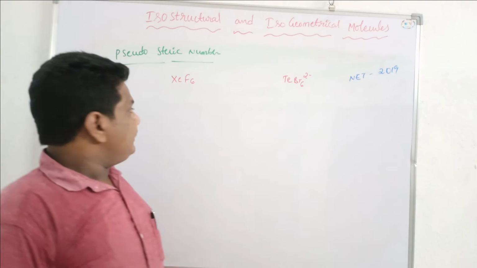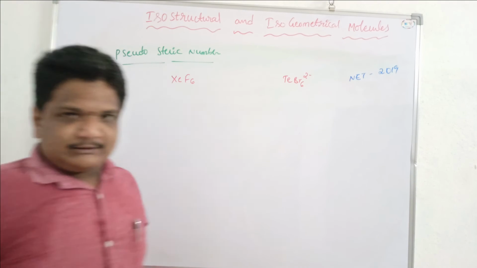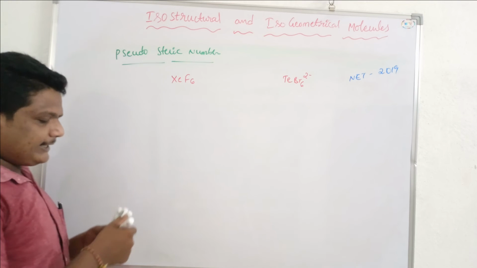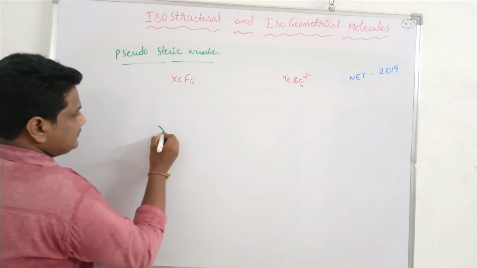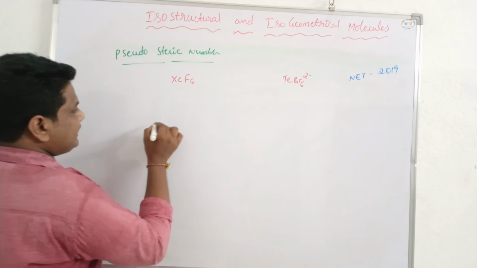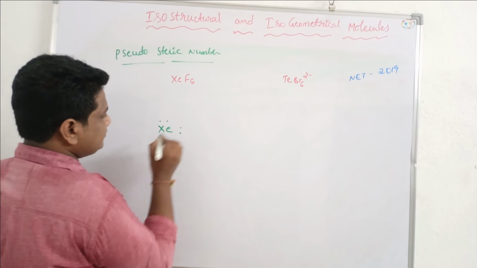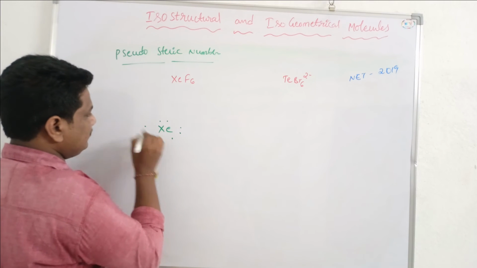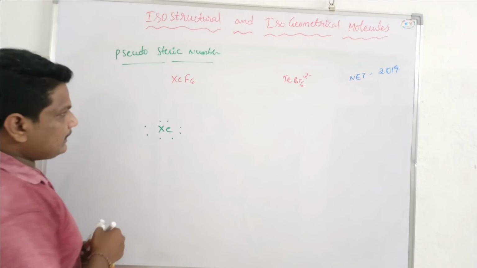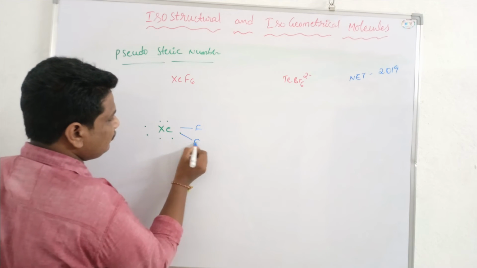Here in XeF6 and TeBr6, what is the steric number of these two molecules? In the case of XeF6, Xe is the central atom, which is having 8 electrons in its valence shell. Out of these 8 electrons, there is a formation of sigma bonds with 6 fluorines.